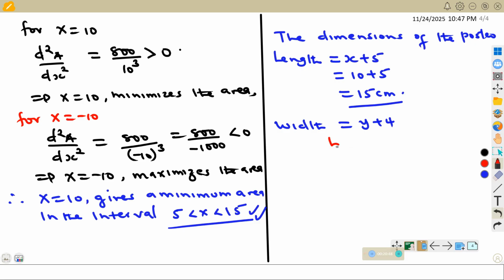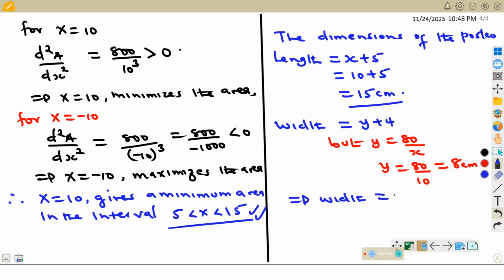So we are saying that y is the same as 80 divided by x, which means it will be 80 divided by 10, which will be 8 centimeters. So if that is the case, then it implies the width of the poster will be 8 plus 4, and this will give us 12 centimeters. So this will be the dimensions of the poster.